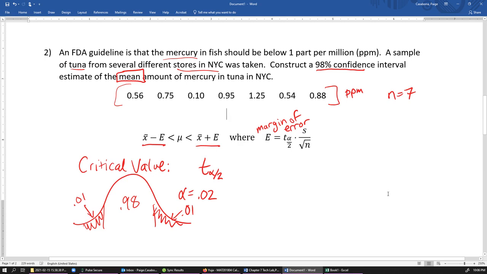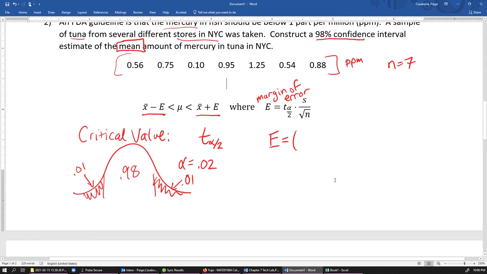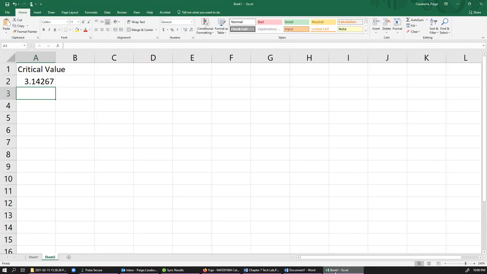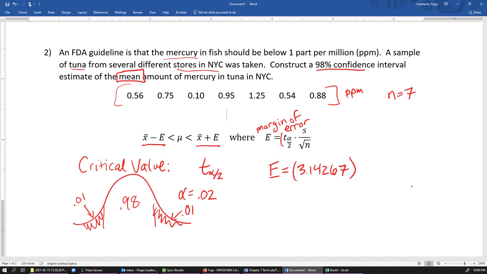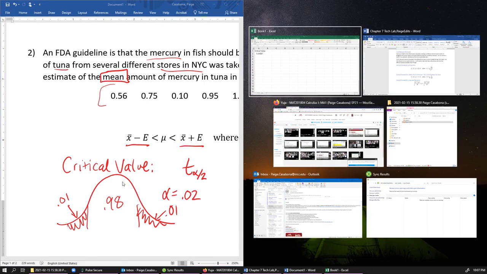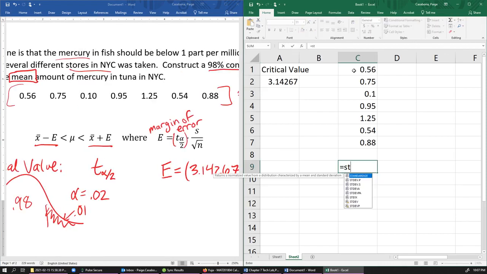So I'm going to need that for my calculation, and what I'm going to do is I'm going to take that critical value, put it in for my E, so that 3.14 number, that's my t alpha over 2. Then I need s divided by root n. Now n is 7, but s is the sample standard deviation. I'm not given that in the problem, but I am actually given the sample. So I need to take these numbers and put them into Excel. My 7 numbers, I'm going to go ahead and compute the standard deviation of my sample.